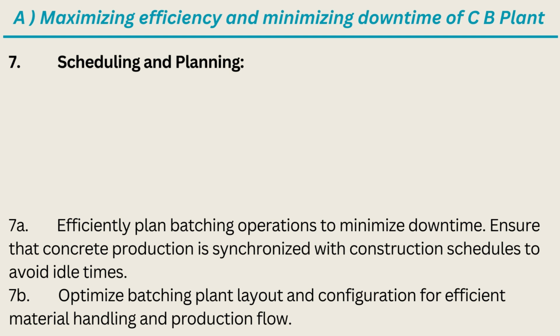7. Scheduling and planning. 7A. Efficiently plan batching operations to minimize downtime. Ensure that concrete production is synchronized with construction schedules to avoid idle times. 7B. Optimize batching plant layout and configuration for efficient material handling and production flow.